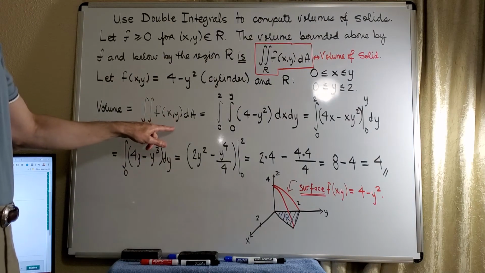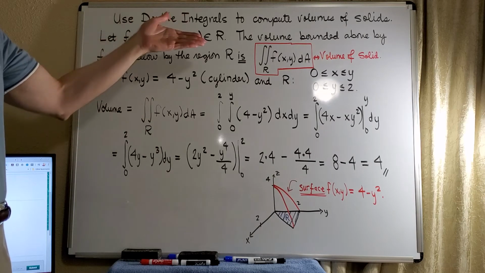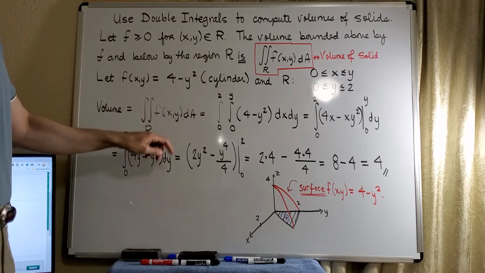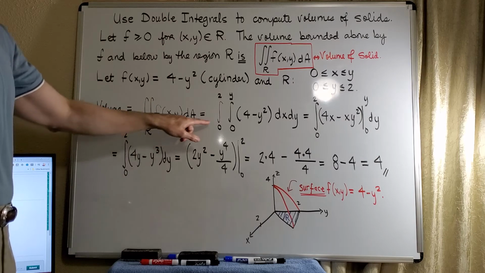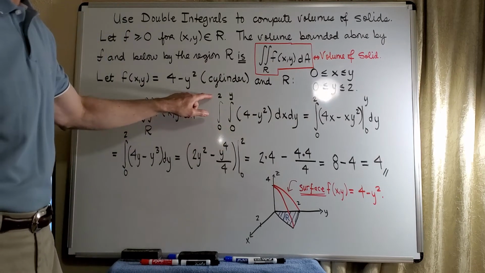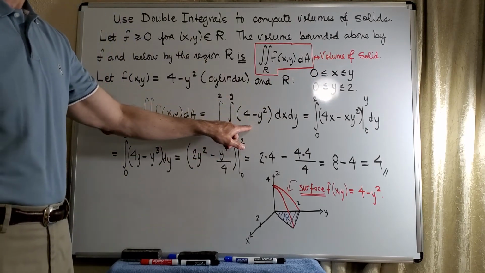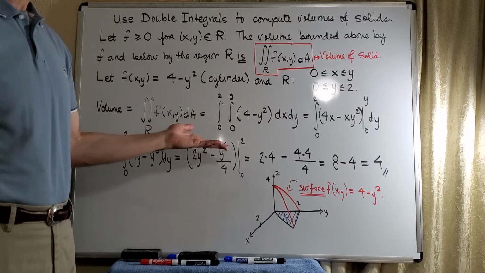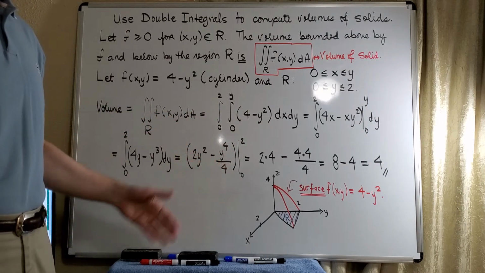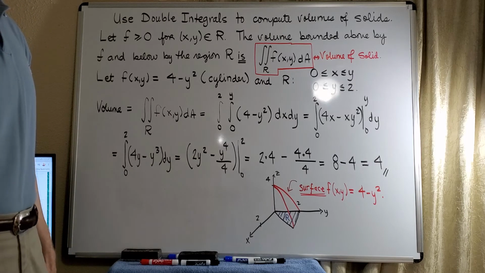And so we use our definition. The volume of the solid bounded by f in the region will be given as follows. We write the iterated integral, that is, y runs from 0 to 2, x runs from 0 to y, and the function is 4 minus y squared. Now, of course, this is a very simple function. It's just a polynomial in y, so it's not very difficult to integrate.